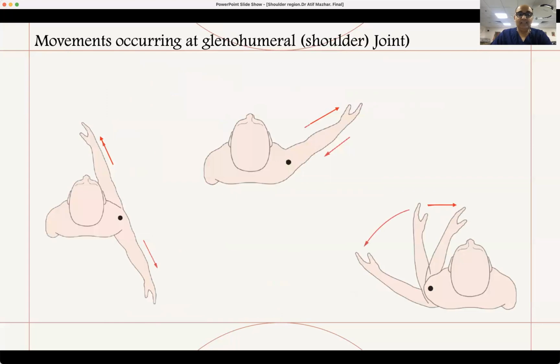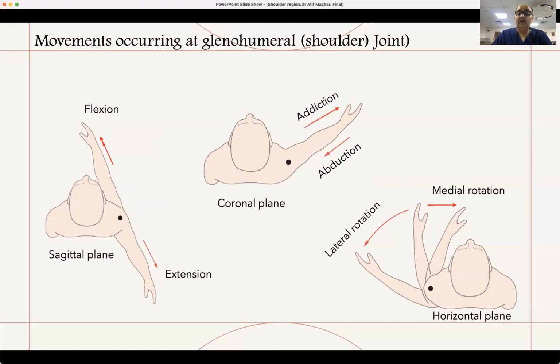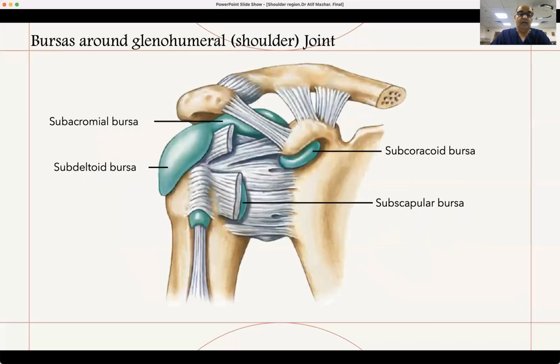Now, look at the axes. The different movements which are occurring at my shoulder joint. Look at it. Flexion extension in sagittal plane. Abduction adduction in coronal plane. And internal and external rotation, or medial and lateral rotation, they are occurring where? In the horizontal plane. These planes are important. And now look at the bursas around my shoulder joint. They have already been labeled.